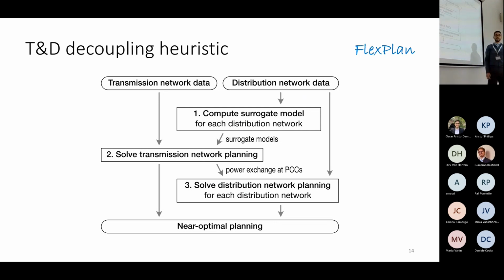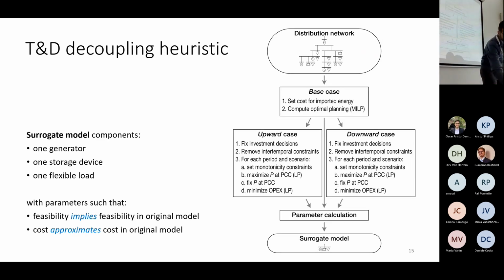At first, you compute a surrogate model for distribution networks. Include them in transmission, so the transmission network planning can be solved easily. Then after that, the power exchange at point of common coupling is fixed, so we can re-solve the distribution networks using the original detailed model. I will talk more about how the surrogate model is built. It's built in 3 steps.